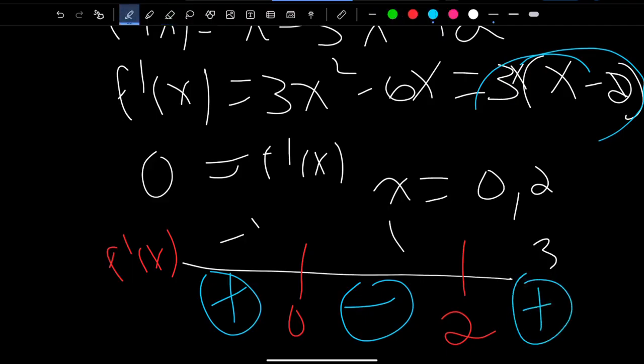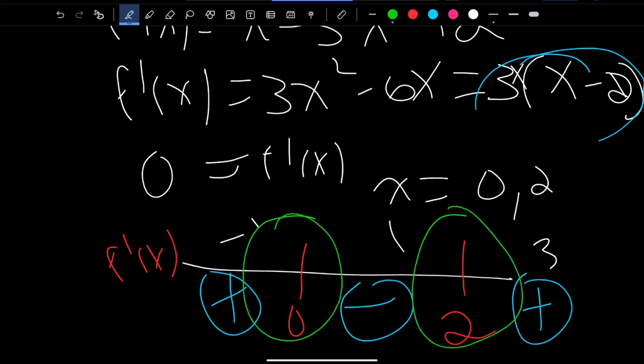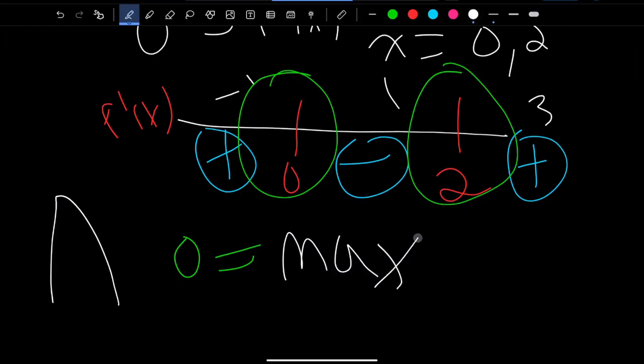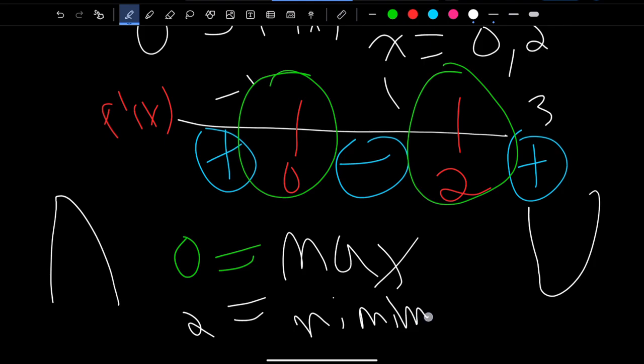So now we have our points of extrema as 0 and 2, and we can say that 0 goes from increasing to decreasing, maximum, and 2 goes from decreasing to increasing, minimum.